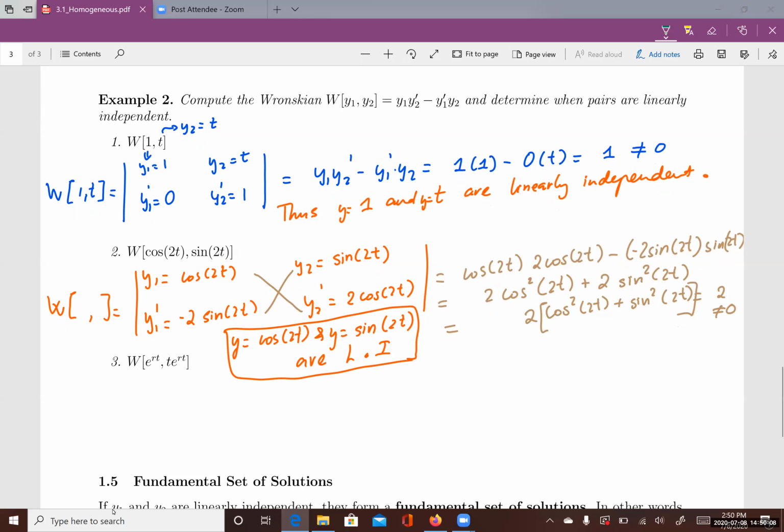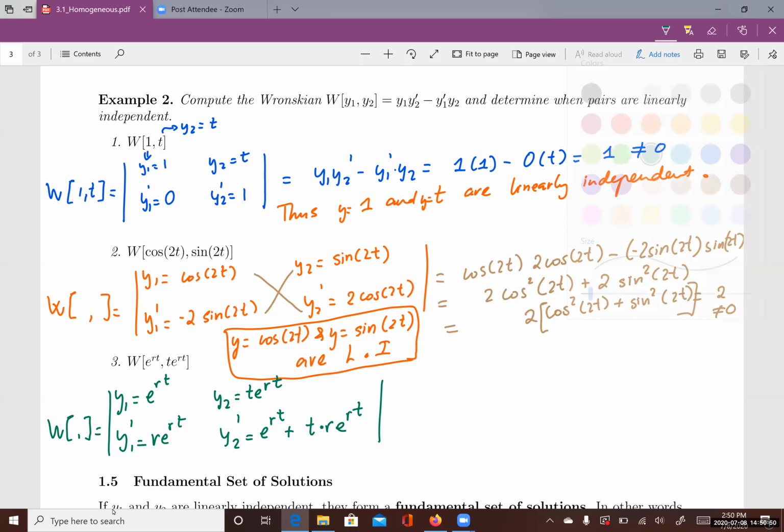All right, let's go to the next example. We have y1 equals e to the rt and y2 equals t e to the rt. Okay, we can find y1 prime equals r e to the rt and y2 prime equals e to the rt plus t r e to the rt, using the product rule here.